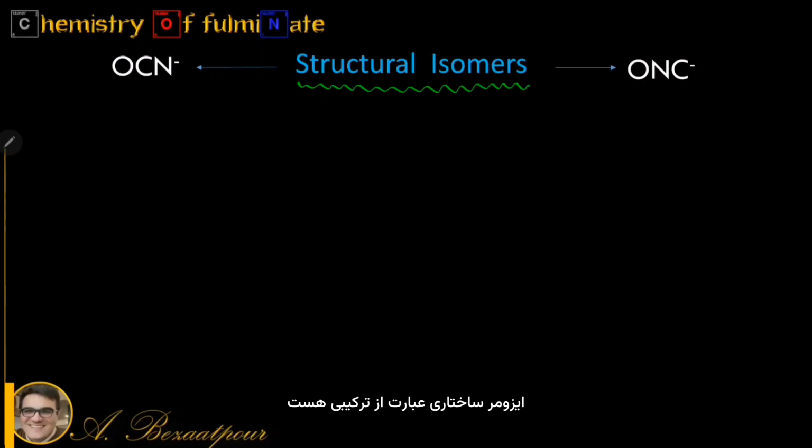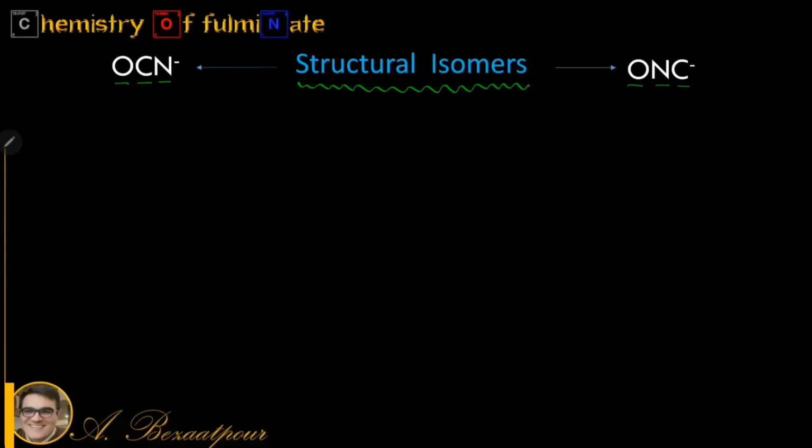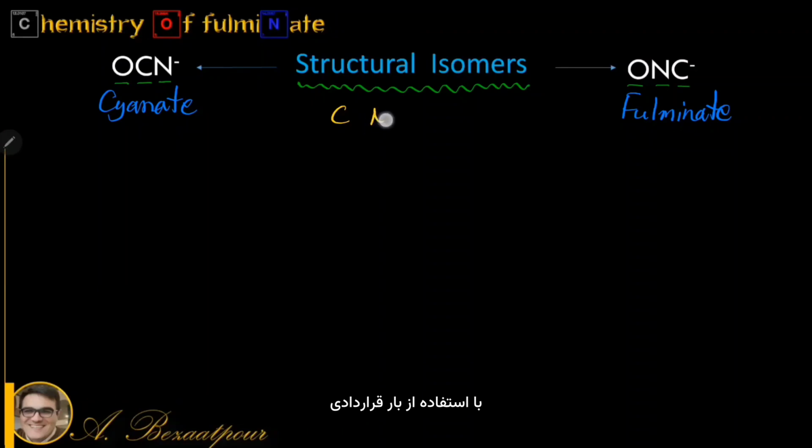A structural isomer is another compound whose molecule has the same number of atoms of each element with distinct bonds between them. The name of the first structure is cyanate, and the name of the second structure is fulminate. I will draw the Lewis structures of both and talk about their stability using formal charge.